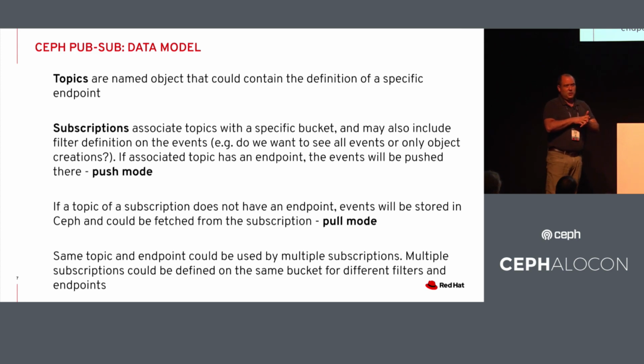And sometimes you want to have different topics, maybe on the same bucket, with different filters, for example. You want a topic of object creation on bucket X, and a different topic for object deletions on bucket X. So you can define multiple subscriptions on the same bucket, and the filters could be different.